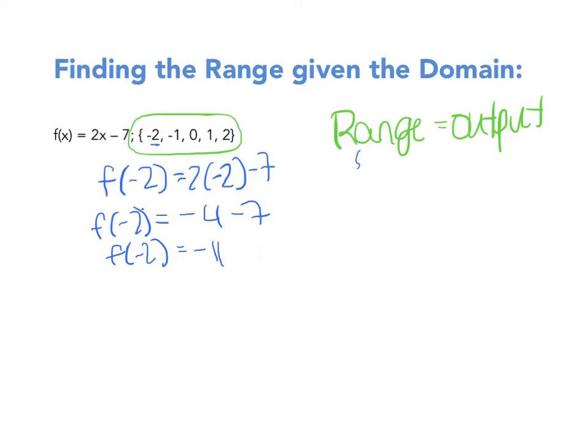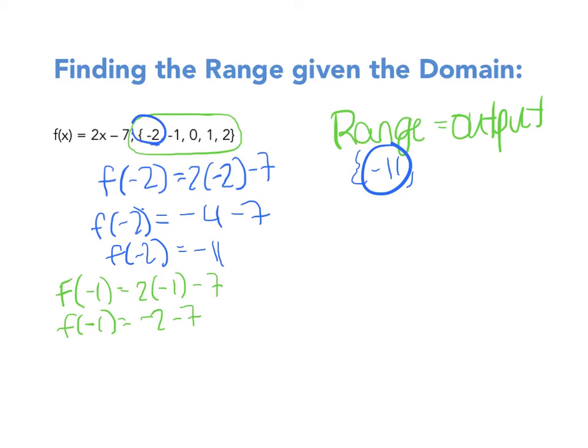So I'm going to start writing my range over here. We have negative 11. So with the input of negative 2, the range for that point would be negative 11. Let's do f of negative 1 now. So f of negative 1 equals 2 times negative 1 minus 7. F of negative 1 is negative 2 minus 7. So f of negative 1 is negative 9. So the range for that point would be negative 9.